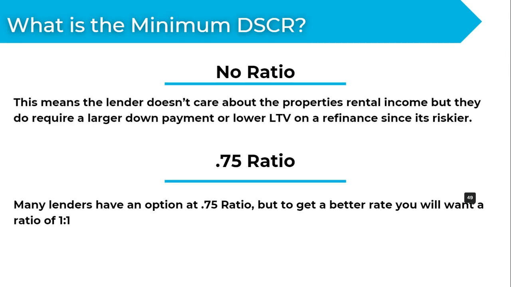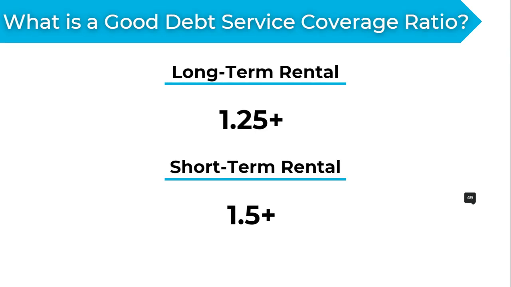Once you want to be able to get into the better rate and terms, most lenders want at least a ratio of 1-to-1, meaning that the projected rents or current rental lease is equal to the actual housing payment. Even though you can get a loan with no ratio or 0.75, a good debt service coverage ratio on a long-term rental is going to be 1.25 or greater, and on a short-term rental 1.5 or greater.